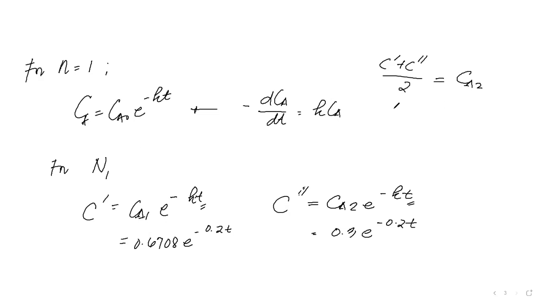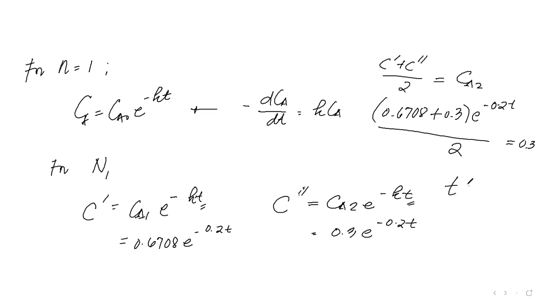So we have here 0.6708 plus 0.3. I will just multiply them by e raised to negative 0.2 t, because anyway it's the same for the two. We divide by 2 and we equate that with 0.3. 0.3 is the expected concentration when the connection between the two reactors was not disconnected. So in here, we can have the time computed, and the value of this time is 2.4 minutes.